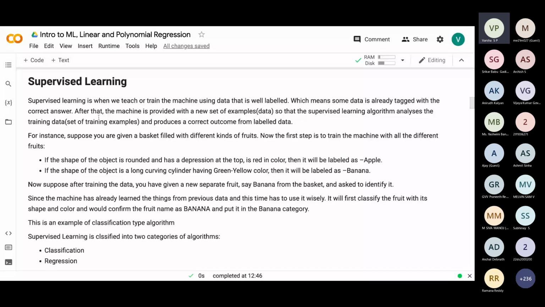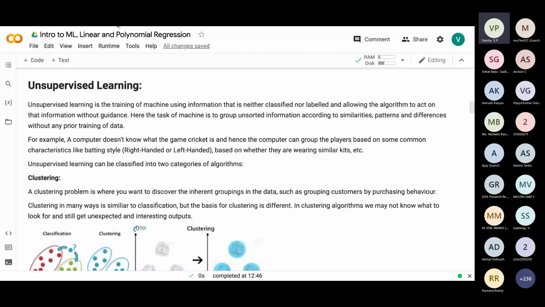Right. So I think we'll get started with unsupervised learning. So what is unsupervised learning? Unsupervised learning is basically where you're given unlabeled data, or not classified data, and you use the AI algorithm to identify patterns in it. If I explain with an example, as Shekhar mentioned, in supervised learning you'll have labeled data.